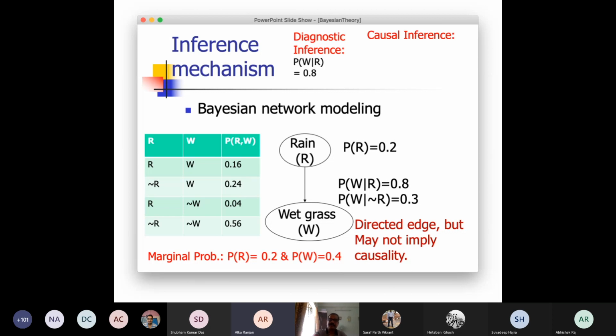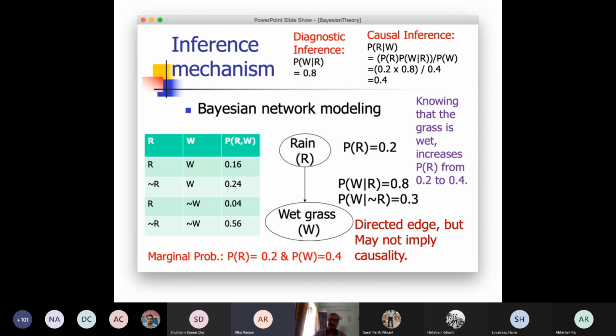But on the other hand, in the causal inference, if it is wet, then you are trying to find out whether it rained or not, what is the probability. Then you can compute like this, and you can find that this value is 0.4, which is not very high, rather it is lower than the other event that it did not rain.